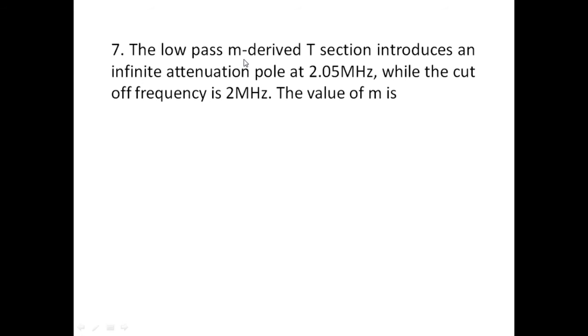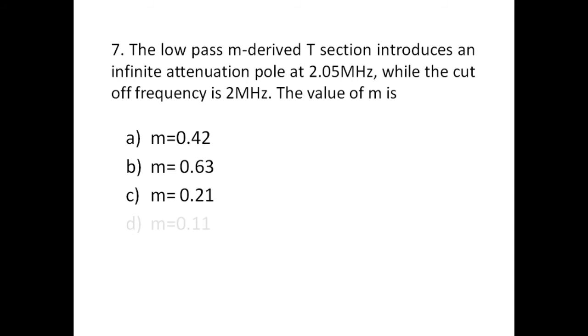Okay, now the options are: option A, m equal to 0.42, then m equal to 0.63, then m equal to 0.21, then m equal to 0.11, and it's a low pass filter. So the formula is m equal to root of 1 minus (fc divided by f infinity) the whole square, and the fc value as well as the f infinity value are provided in the question. If you directly substitute, you will get the answer, and the answer is 0.21, and I will show you the procedure.